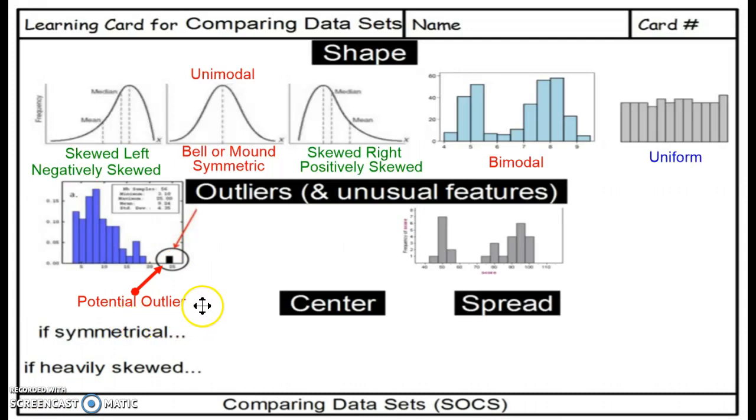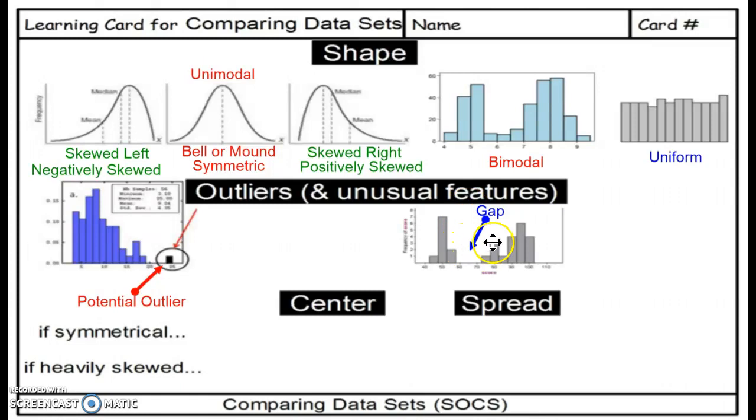So again, if you don't actually do the calculation to find the fences to determine if something is an outlier, but it looks like it might be an outlier, then you should use the term potential outlier and not just outlier by itself. Now in this graph over here, one of the unusual features that we see is that there is a gap. There's a big gap in the data right here, so we need to make note of that.